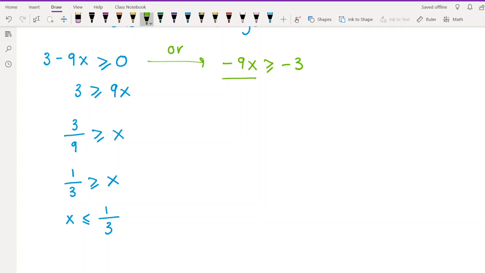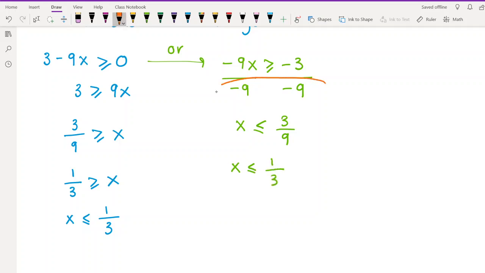So if we divide both sides by negative 9, and I'll add a note about that flipping in a second, on the left-hand side we'll end up with x. On the right-hand side we'll have 3/9, right, because the negatives cancel each other out. And then this inequality sign has to flip direction. And so we end up with exactly the same answer that we got before.